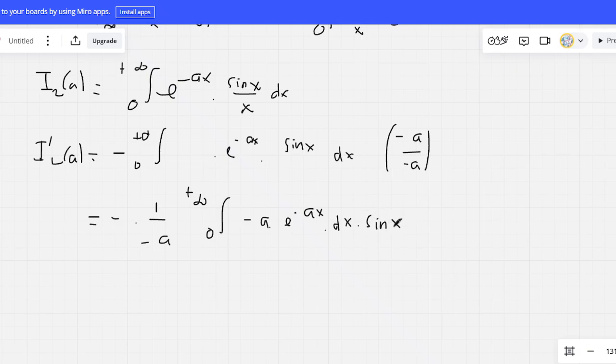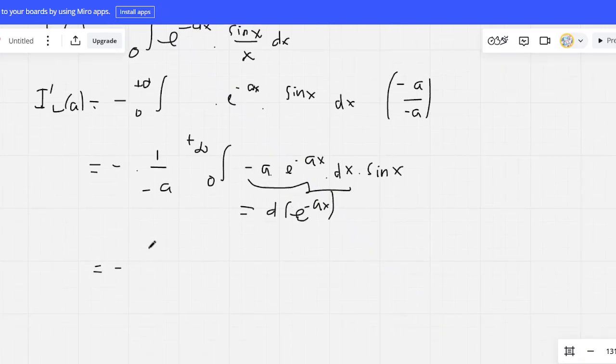And the reason why you see me arrange it like this is that this term right here is actually just the d of e to the minus ax. If you differentiate this, you get this one back. So what this allows us to do is these minus terms cancel, which will give us 1 over a times the integral from 0 to positive infinity of sine of x times d of e to the power of minus ax.